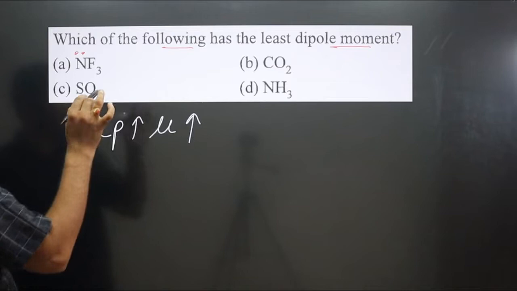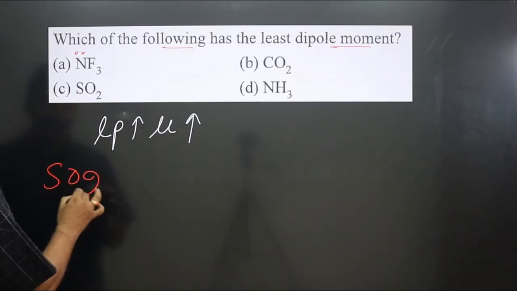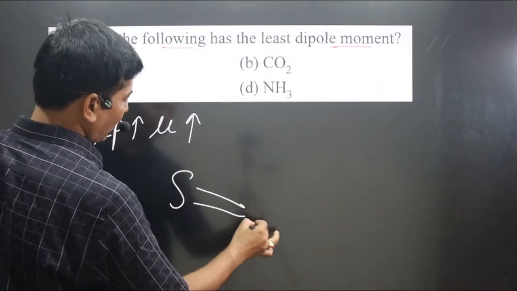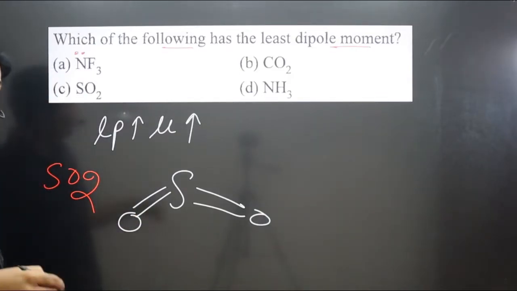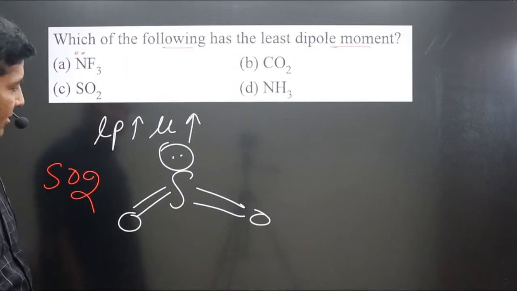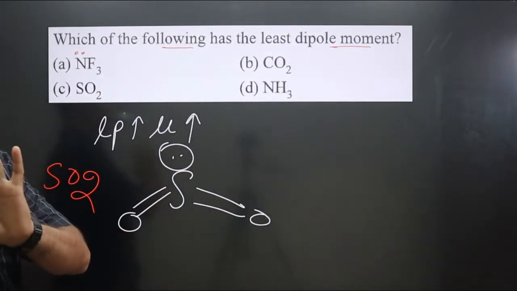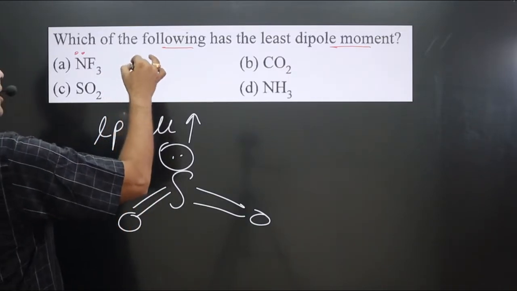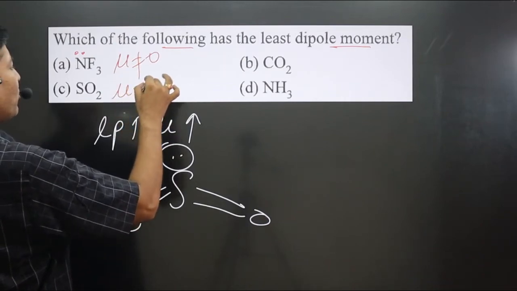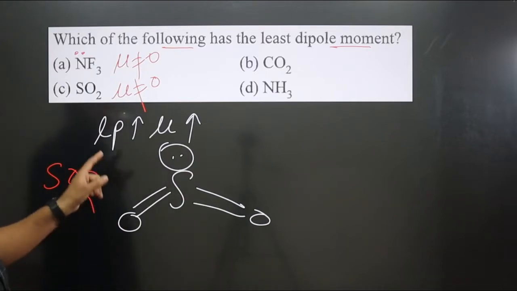In this case, sulfur is the central element. You can see sulfur dioxide is there. Each oxygen will be forming how many bonds? 2 bonds. Sulfur is having how many valence electrons? 6, means still 1 lone pair is there. So sulfur is having a lone pair. If lone pair is there, dipole moment will always be non-zero. In this case also dipole moment is what? Non-zero. Why? Because the central element is having lone pair.